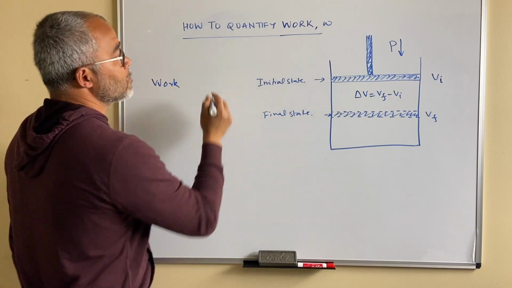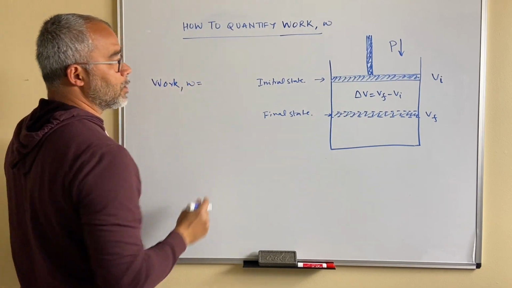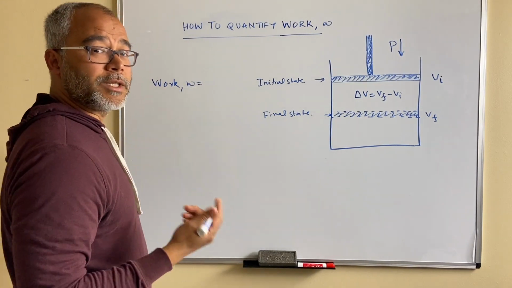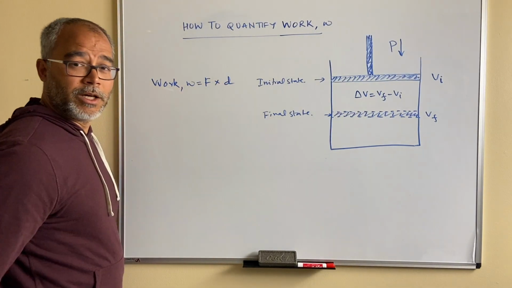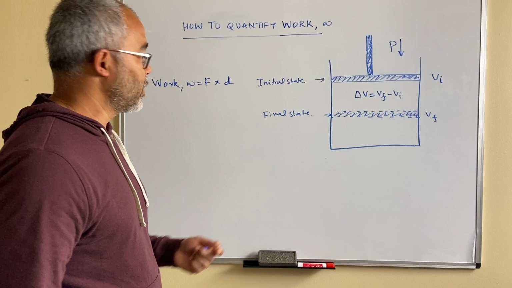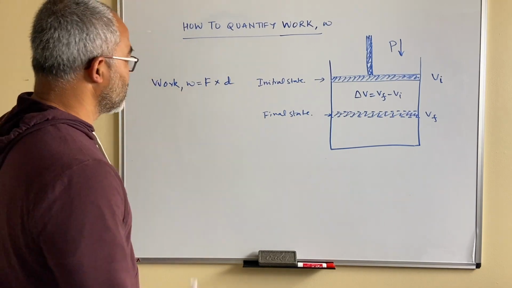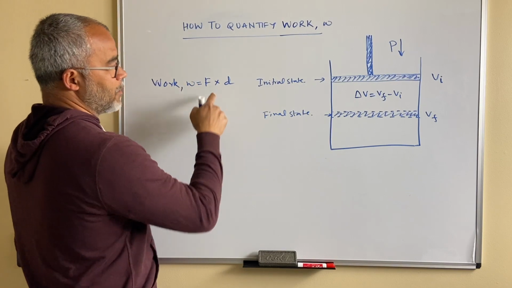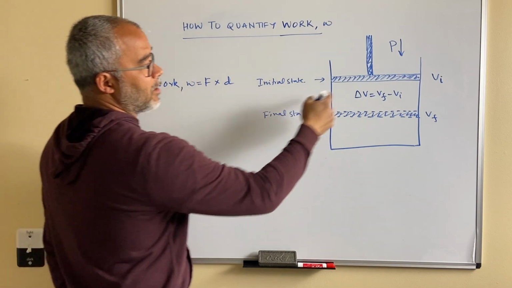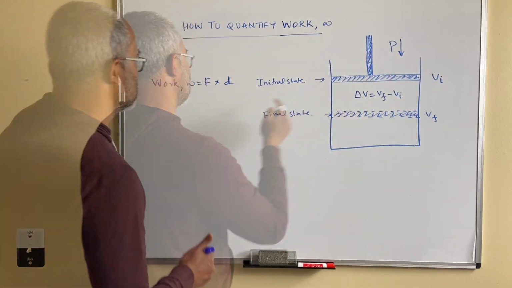All right, so work, let's go ahead and try to define this. Work, W, is equal to, if you recall, force times the displacement. So F times D. We talked about this in a previous video, okay? F times D, that is force times the displacement. And so the first thing we need to do is take the force and the displacement and convert them into pressure and volume terms, okay?